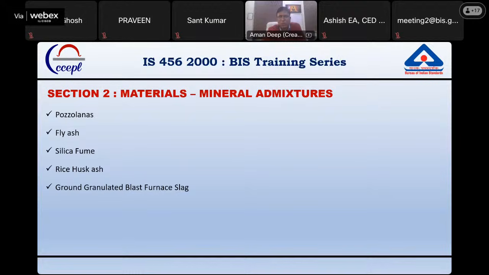When we talk about GGBS, ground granulated blast furnace slag, this slag, if reactive, can act just like cement and can replace the requirement of cement by 60%. So in a concrete mix design, in fact, the slag quantity can be more than the OPC.